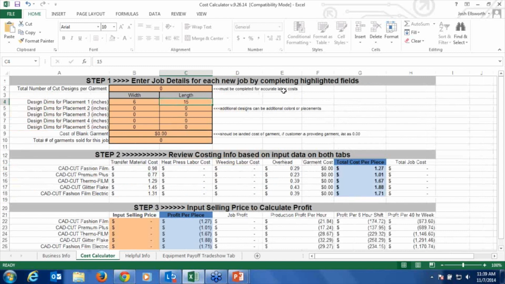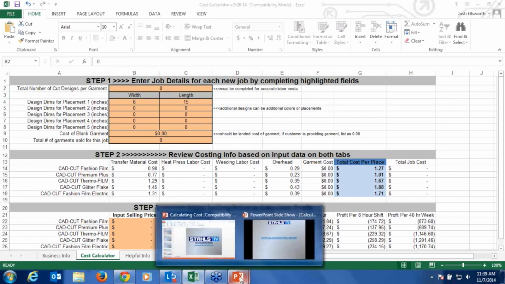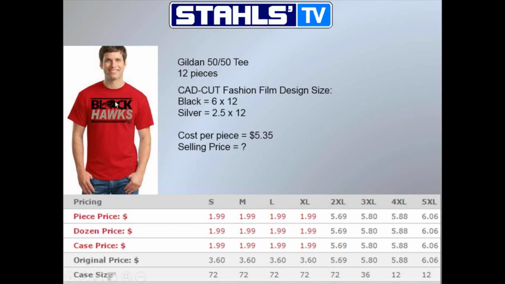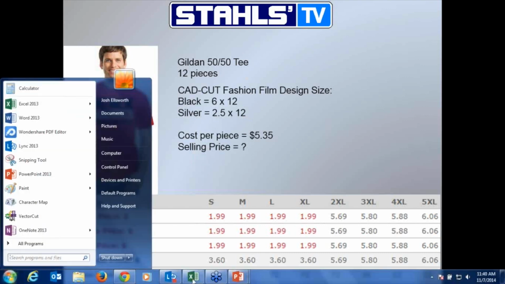So if we're to step through the cost calculator itself as a final review, let me bring up another example of a job and we'll do that. Let's take this Blackhawks design that you see here, where we have a 2-color design that has a black layer that's 6 inches by 12 inches and a silver layer that's 2.5 by 12 inches, that could be cut out of fashion film for basic t-shirts, since that's what we recommend. So we're going to use those dimensions here.